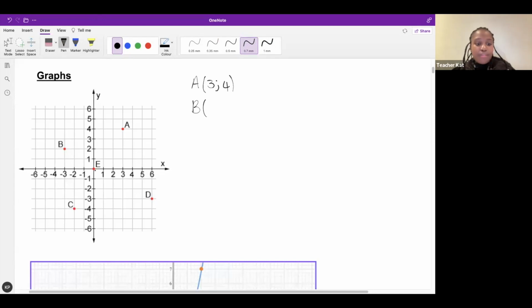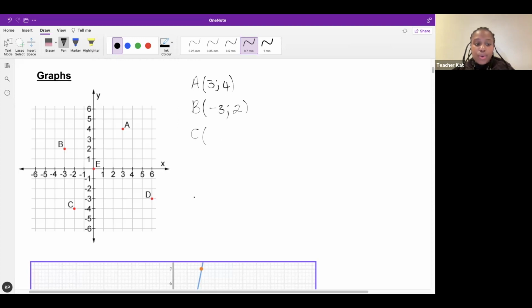What are my coordinates for point B? If we start in the middle of the x-axis, we go 1, 2, 3, -3. Okay. Nice, wedge. So it's -3. And if we start in the middle again, we go 1, 2, up. So it's +2 for y. Now let's look at the coordinates of point C.